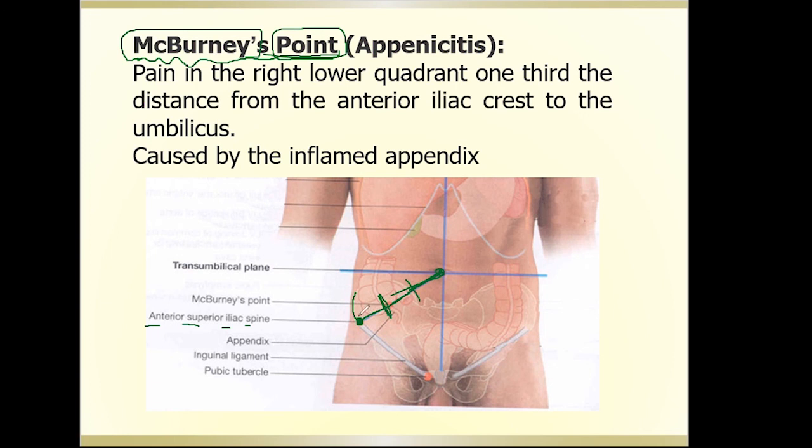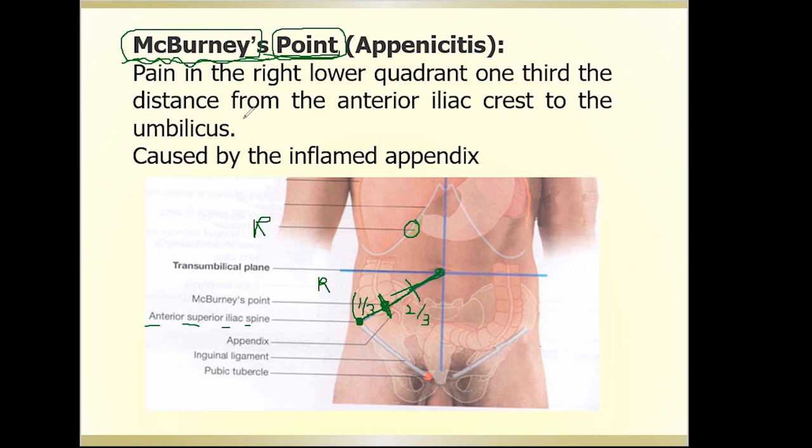So the point is located where the lateral one third meets the medial two thirds. That point is here on the right side, only on the right side. Like the gallbladder, where we test Murphy's sign only on the right side, the gallbladder is located on the right side also. So this point we specially name McBurney's point.